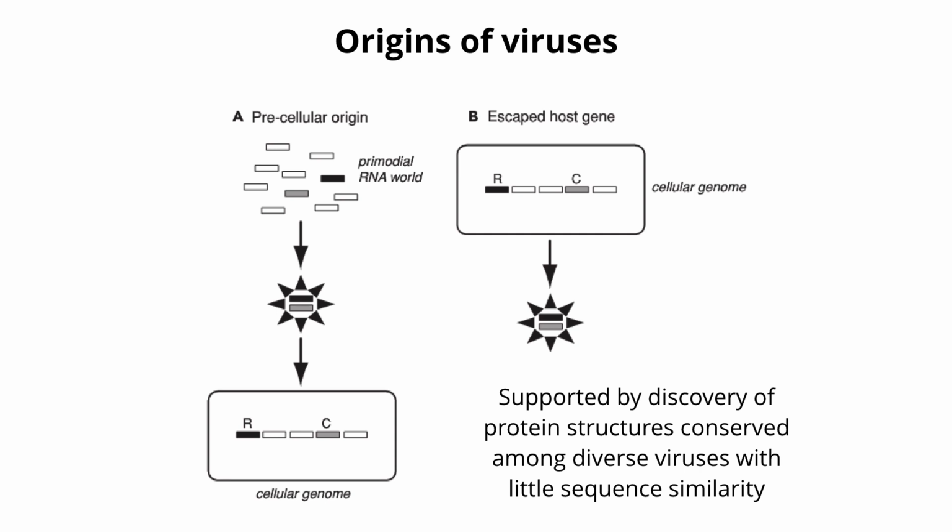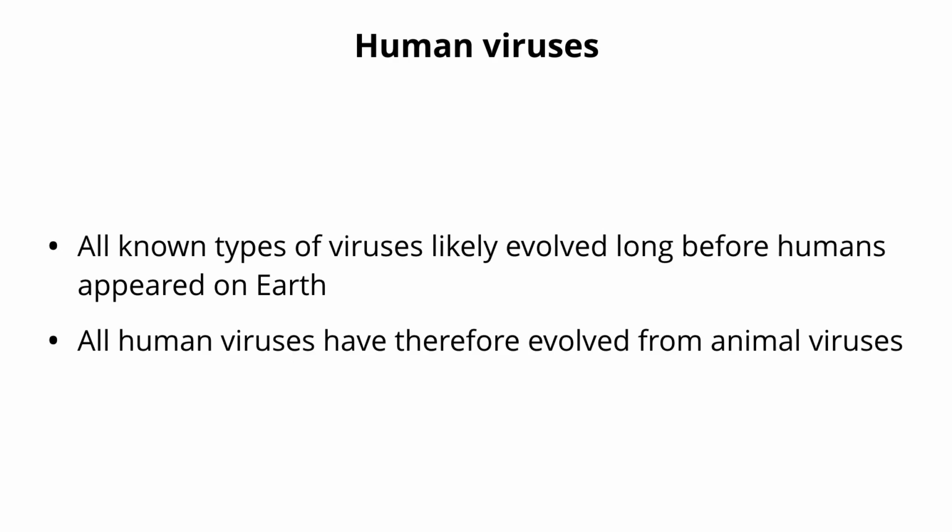However, both of these ideas are supported by the discovery of protein structures that are conserved among different viruses, and they have very little sequence similarity. So a polymerase, for example, or a capsid protein, could be very different and have originated in some of these ways. Human viruses, all the types of viruses that we have today, in which we continue to acquire, have all been around for a long time, and they have infected our ancestors, not just Homo sapiens, but our hominid ancestors, and probably before that as well.